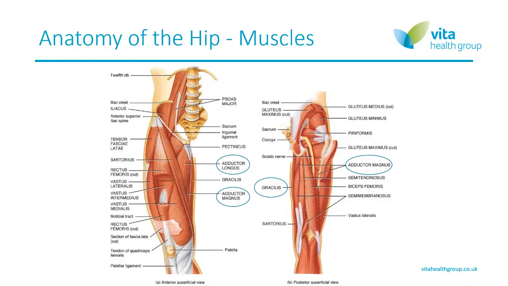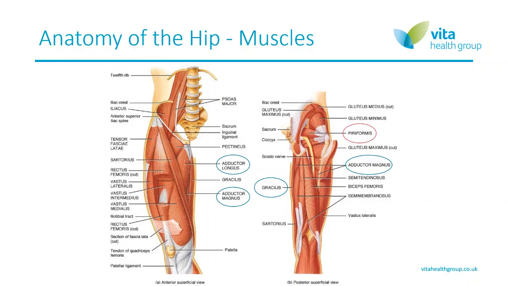We're going to go on to the lateral rotator group of muscles now. So we have the obturator externus and internus, the piriformis, the superior and inferior gemelli. Again, not sure if I am pronouncing that correctly.